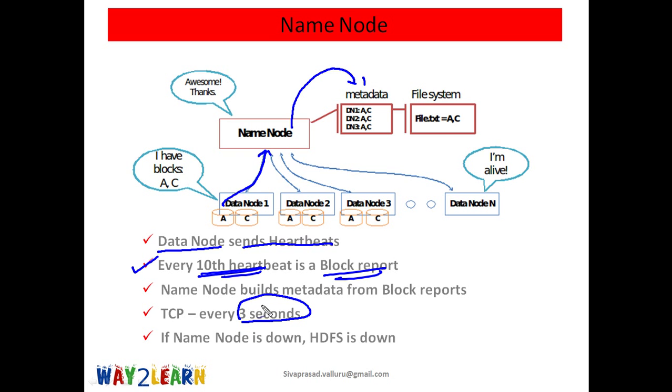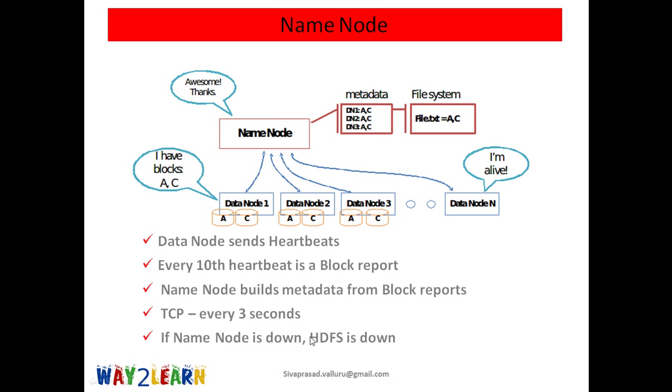We already understood the scenario where a particular data node is down. Once a data node is down, what happens? The heartbeat will not be received by the name node, and the name node will replicate the data present in that data node. But what if the name node is down? Name node is a single point of failure in Hadoop 1.x. If the name node is down, the whole cluster is down. We cannot do anything on the cluster.